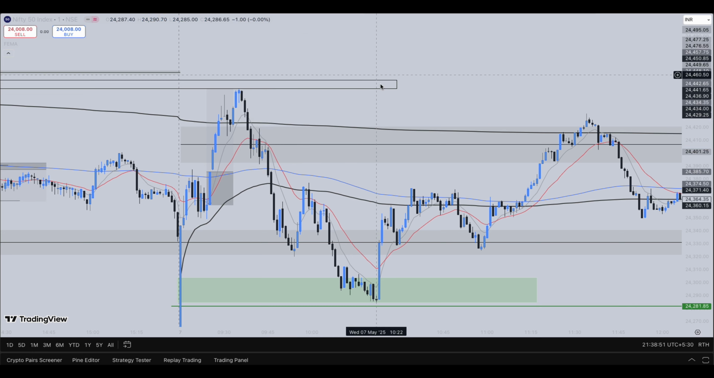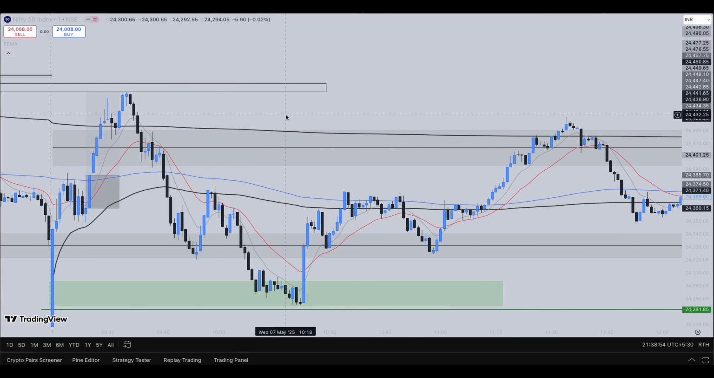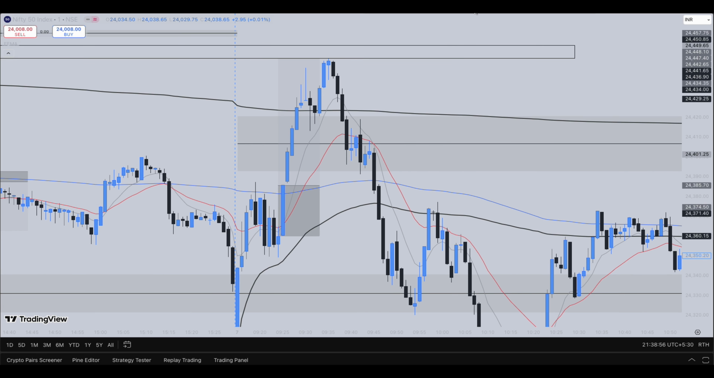Or else what you could have done, guys, is you can see this was the last retracement where the market clearly broke structure towards the downside. So you can see clearly the market broke this structure low with immediate shock formation.